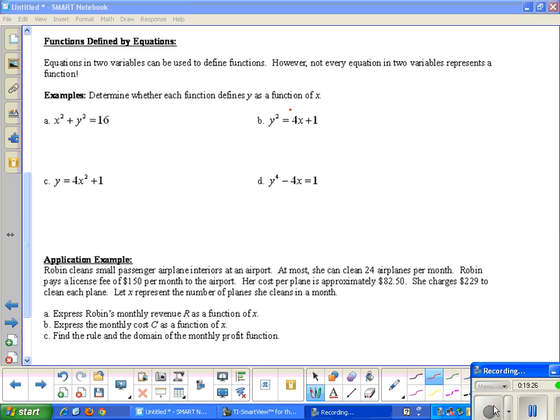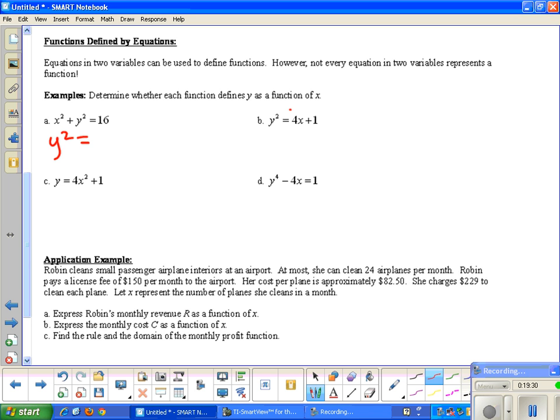So without our calculator, what I would do is subtract x squared from both sides. I would get y squared is equal to negative x squared plus 16. And then remember, if we want to solve for y, if it's being squared, you have to take the square root of both sides. And anytime you get rid of an even power, you have to remember the plus or minus.